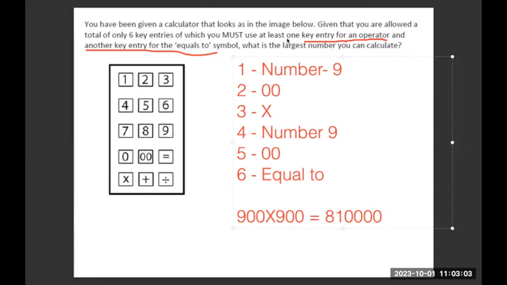In which case I want to find the maximum, the largest number which I can find. So I go all in. I take a 3-digit number. 3-digit is possible only when I press 0, 0.